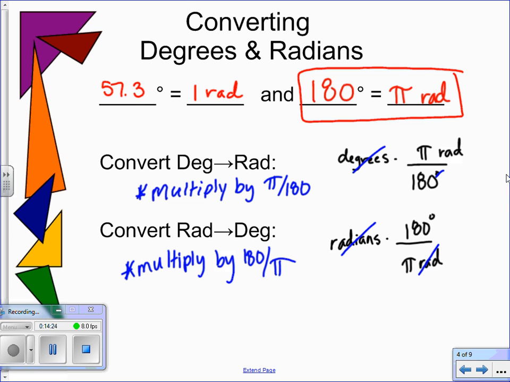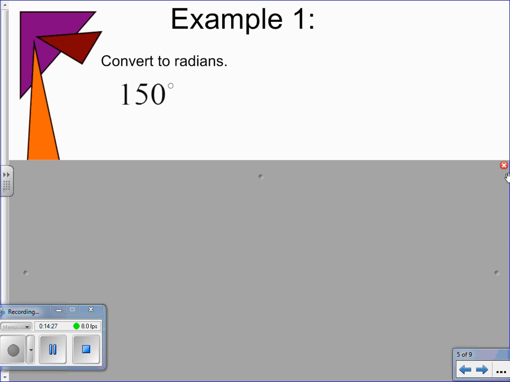So let's look at our first example, and you can use your notes to kind of help guide what's going to happen here. We want to convert 150 degrees into radians. You can look above in your notes for specifically what is the conversion factor that I'm supposed to use, pi over 180 or 180 over pi.